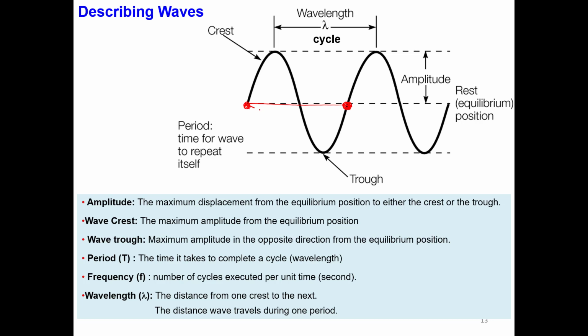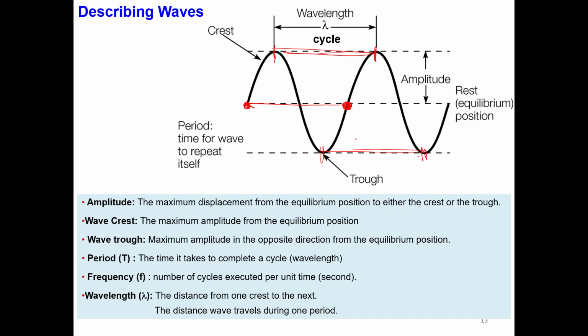Or is the distance the wave travels in one period. Then we can say it is the distance from crest to crest. Also, we can say it is the distance from trough to trough. Yes, this is the distance from here to here, or from here to here. But also, the wavelength is the distance that the wave travels in one period.